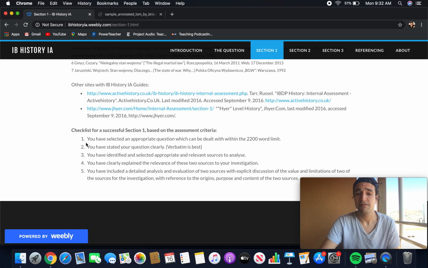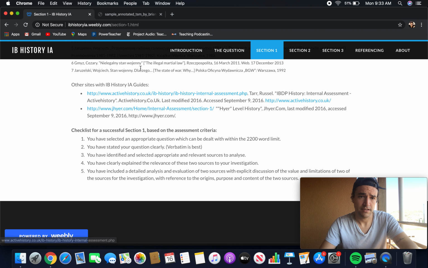Number 3, you have identified and selected appropriate and relevant sources to analyze. Number 4, you have clearly explained the relevance of these two sources to your investigation. Number 5, you have included a detailed analysis and evaluation of two sources with explicit discussion of the value and limitations of two of the sources for the investigation with reference to the O, the P, and the C, OPC, of the two sources.